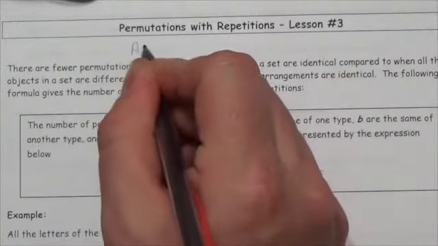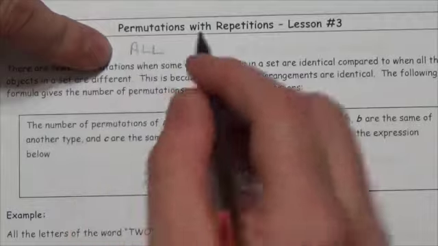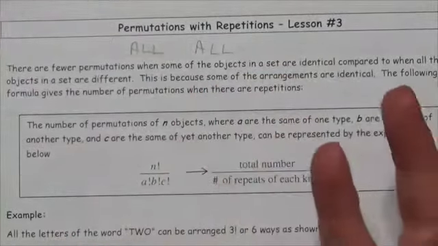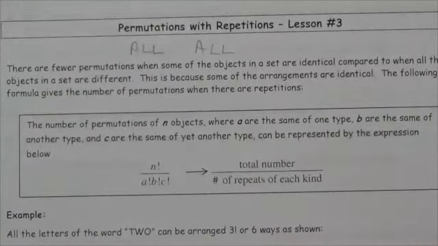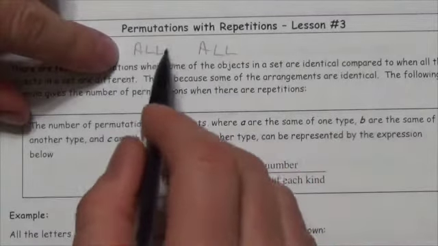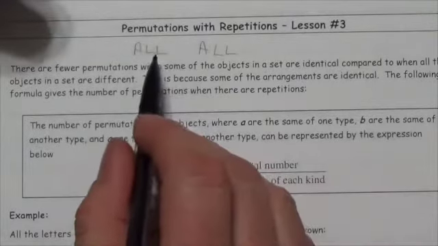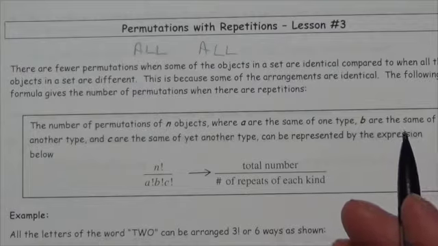If I had the letters ALL, and I was to change the order of the two L's, I would get ALL. Granted, maybe I changed the position of the L's or not, but you can't tell the difference, even if I did. This is a unique permutation. Changing the places of the L's doesn't change anything. And so that's what we're getting at here.